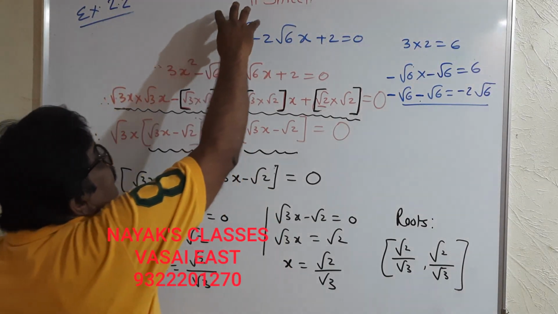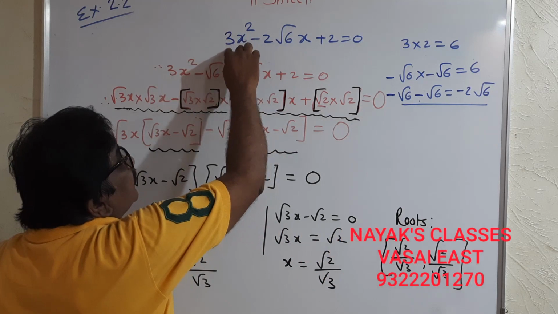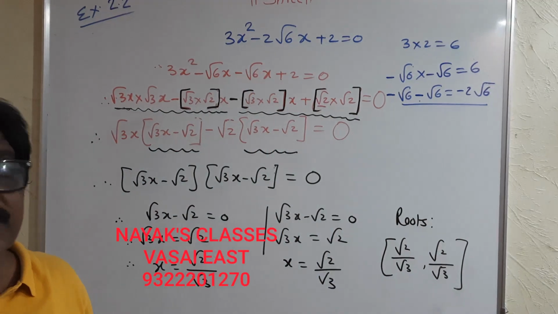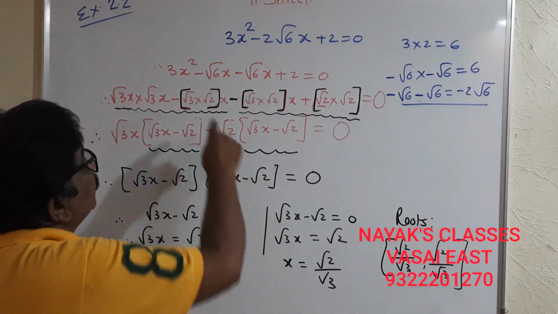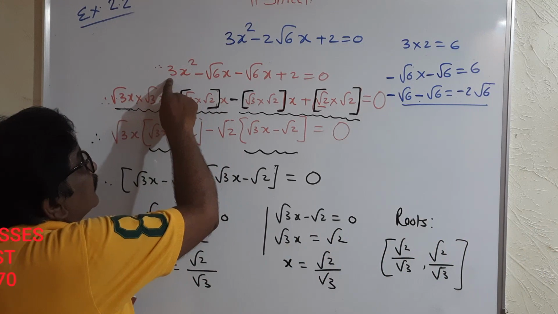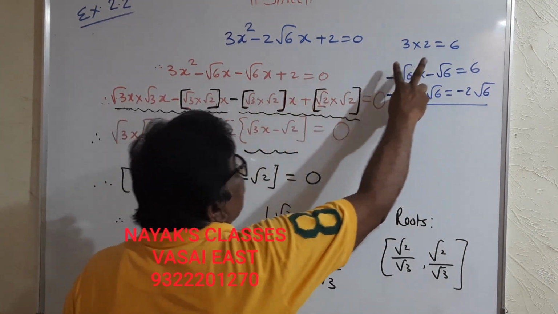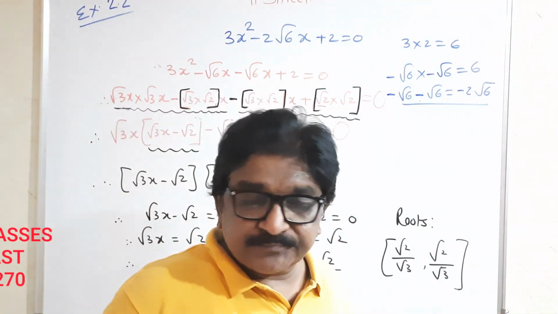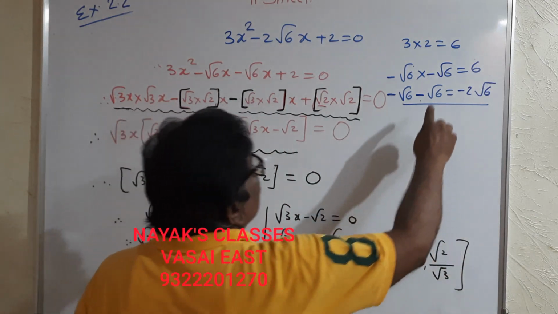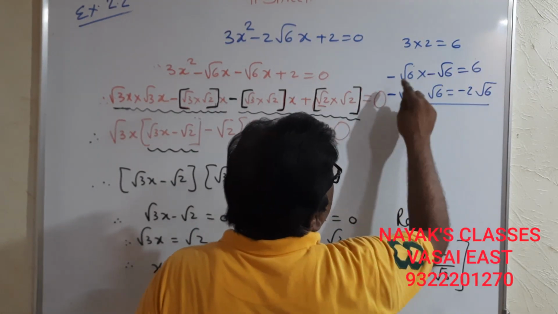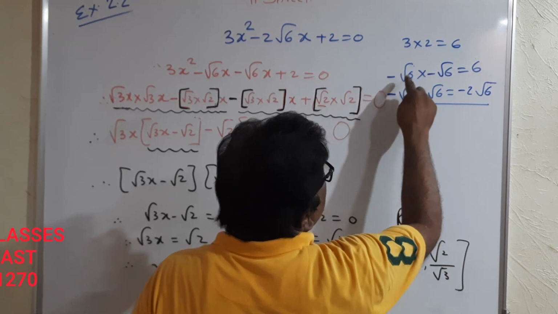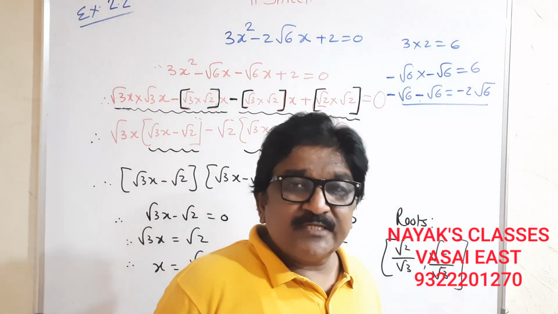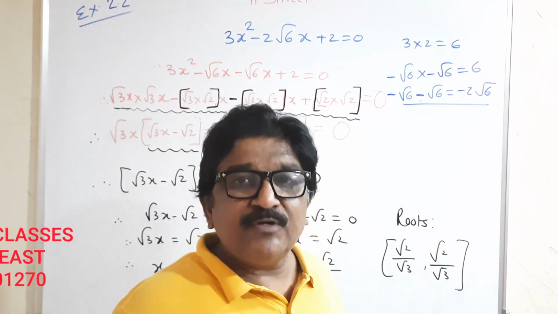Check the first term. It has got a coefficient other than 1. So first term coefficient into last term: 3 into 2 is 6. First term into last term. So 6 can be split like this: minus root 6 into minus root 6. Minus root 6 into minus root 6 is equal to 6.